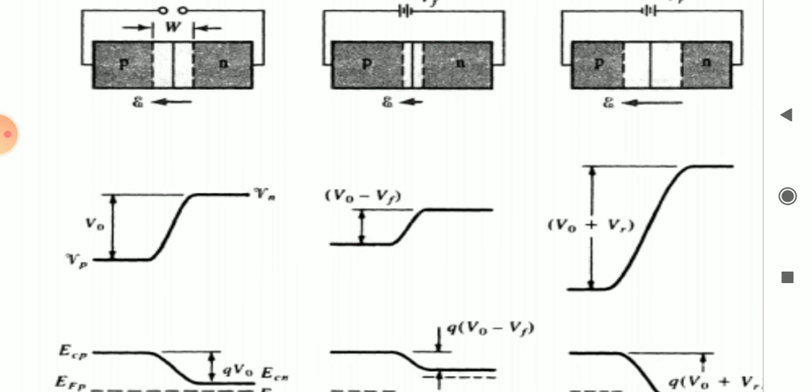Till here it is clear, no? How we got V0 minus Vf? The height of the electron energy barrier is simply the electronic charge Q times the height of the electrostatic potential barrier. That is what we studied here.